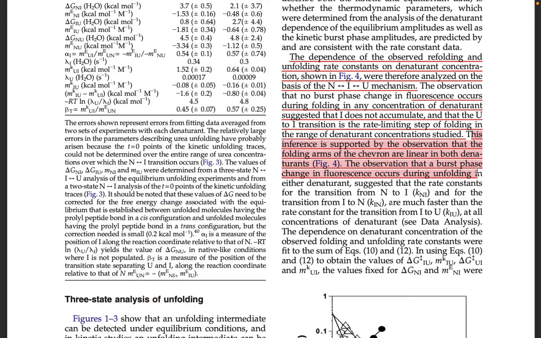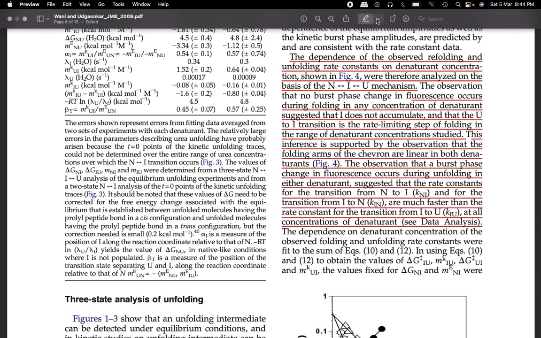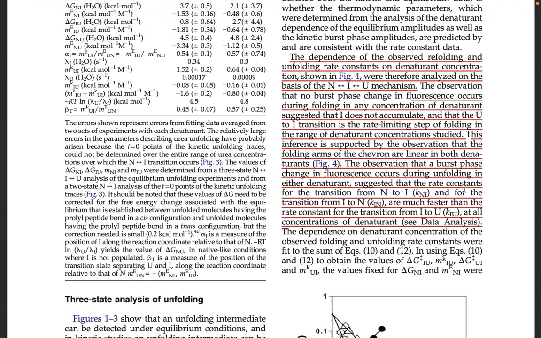The observation that the burst phase change in fluorescence occurs during unfolding in either denaturant suggests that the rate constants for the transition from N to I and for the transition from I to N are much faster than the rate constant for the transition from I to U at all concentrations of denaturant. So that's why in the chevron plot you don't see it, right?